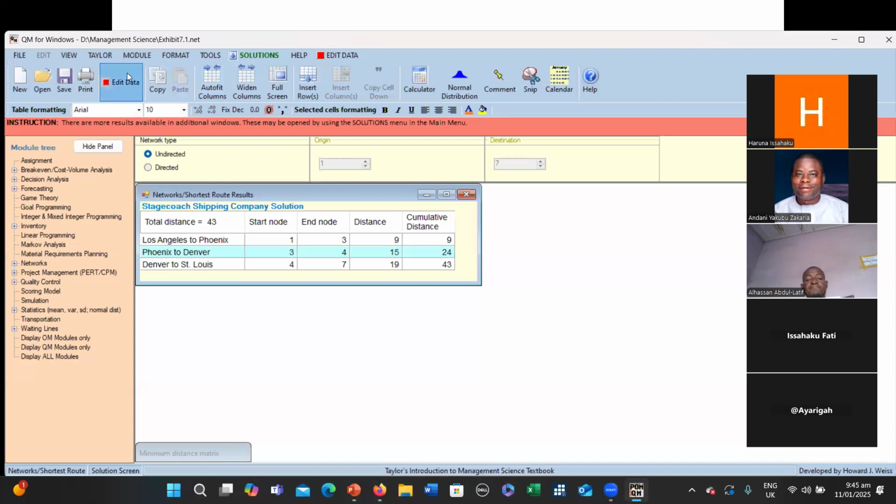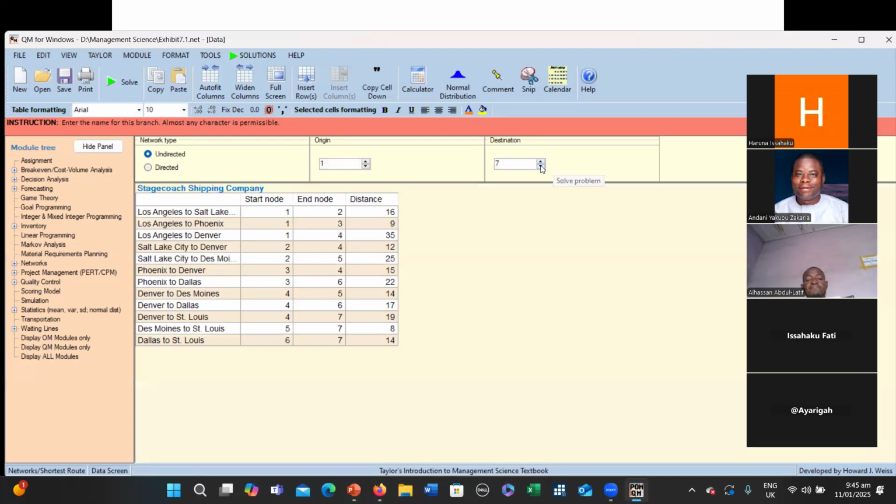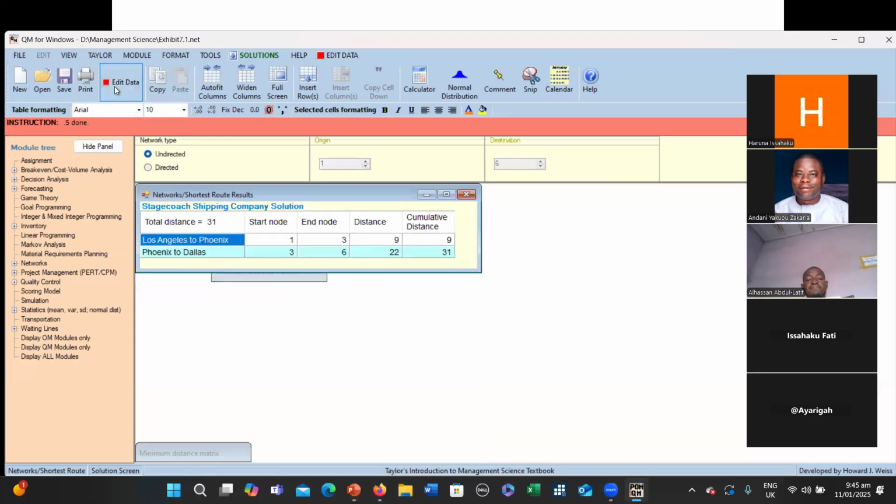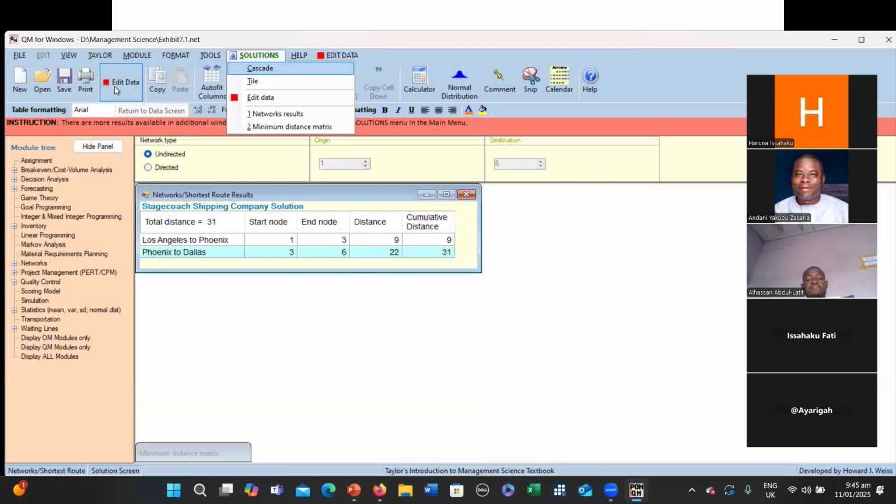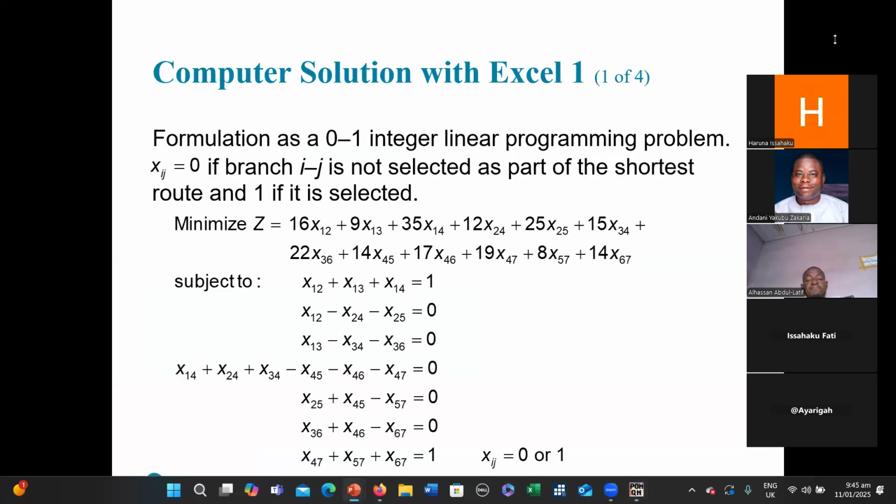Okay. If you want the shortest route from 1 to 6, you change 7 to 6 and solve, and so on and so forth. Okay, so that should not be a problem. So we can progress to look at the linear programming way of dealing with that.